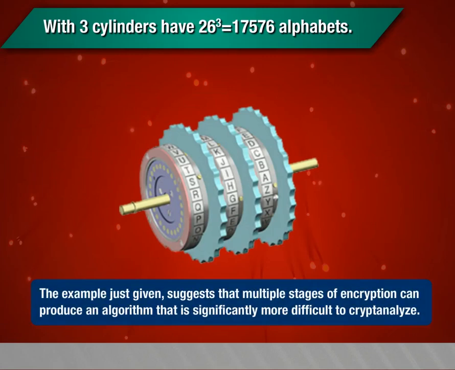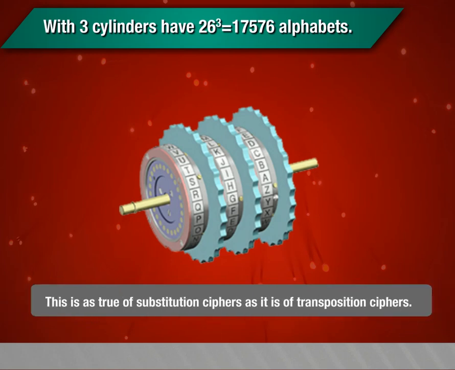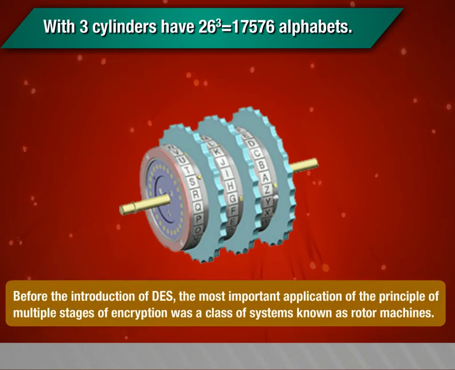The example just given suggests that multiple stages of encryption can produce an algorithm that is significantly more difficult to cryptanalyze. This is as true of substitution ciphers as it is of transposition ciphers. Before the introduction of DES, the most important application of the principle of multiple stages of encryption was a class of systems known as rotor machines.